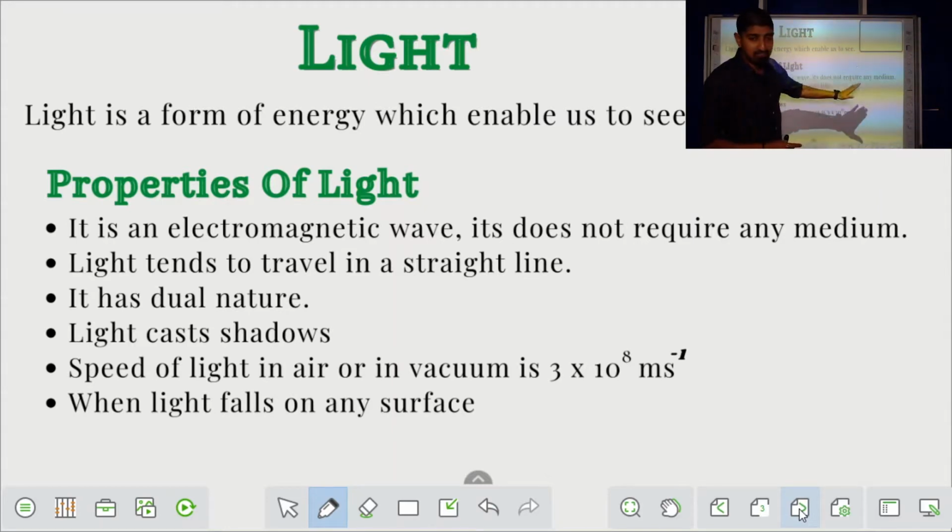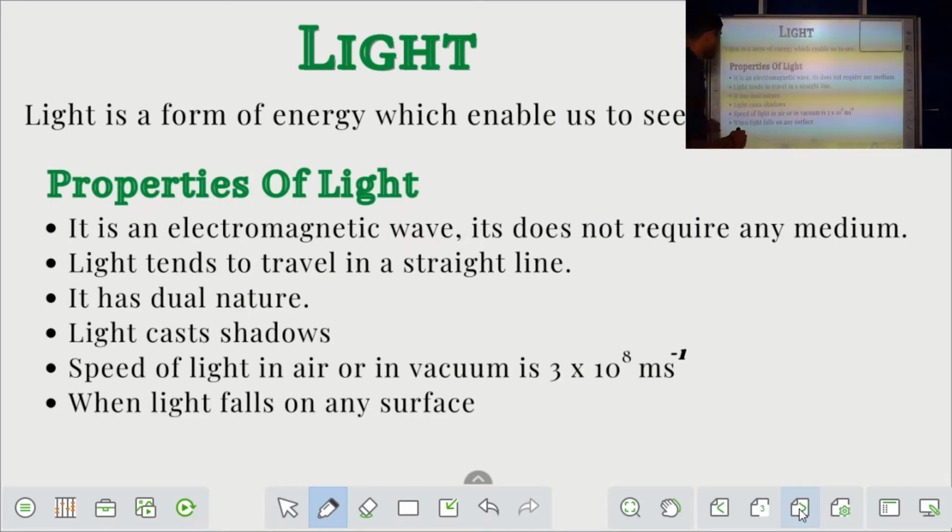So reflection and refraction are some of the phenomena. Apart from that, we have dispersion, which we will be studying at the end of this chapter. Then we will be discussing scattering, right? All these are natural phenomena which happen because of light, and also total internal reflection, very important.